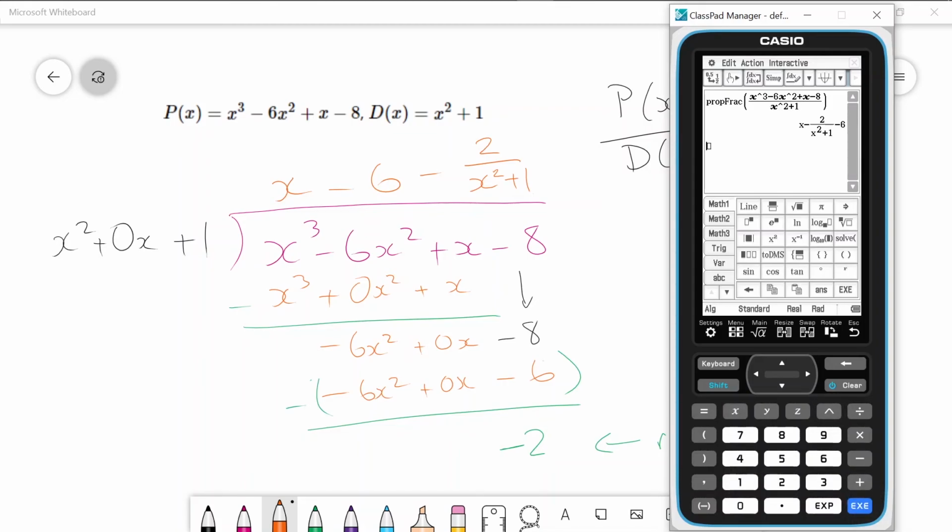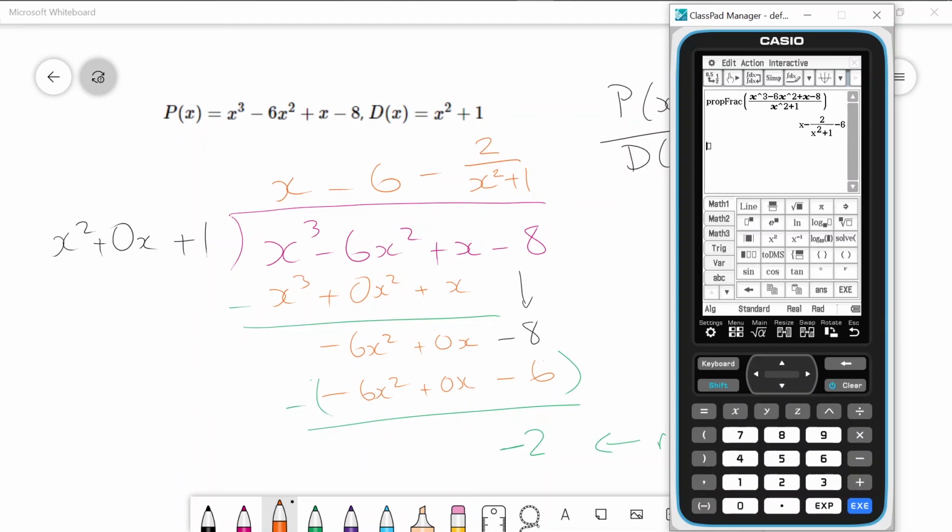Hit execute, and I can see I've got x minus 2 on x squared plus 1 minus 6. So it's a slightly different order. They'll always put the terms with an x in front of a whole number, but you can see our remainder of negative 2 on top of the divisor is the same, just written in a different order.